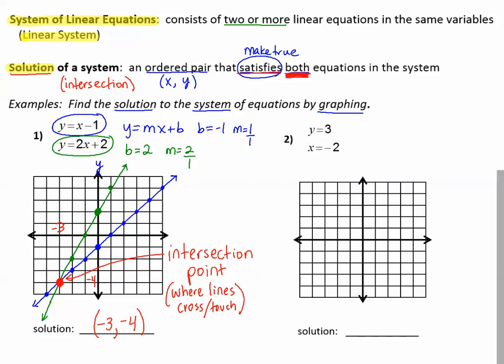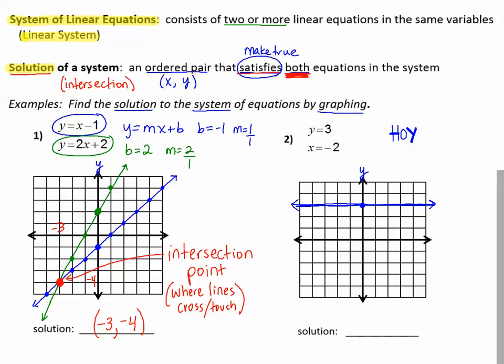Number 2. Y equals 3. So I only see Y. I don't see Y and X. Remember Hoy, Vux? So Hoy reminds us, because this only has a Y in it, that it's going to cross the Y-axis only, and it's going to be a horizontal line. So we'll find 3 on the Y-axis, and we'll graph the line horizontally. Y is always 3.